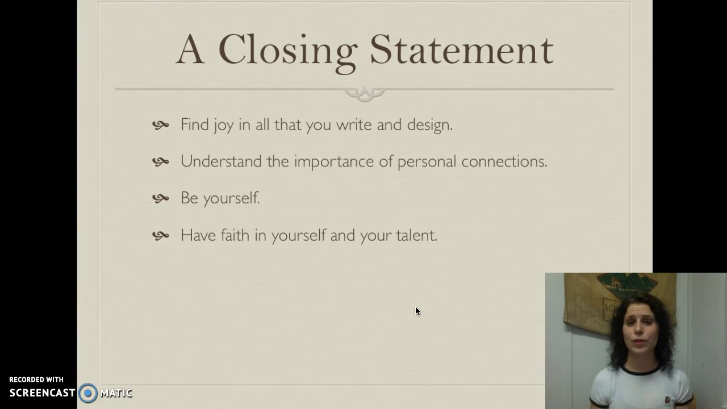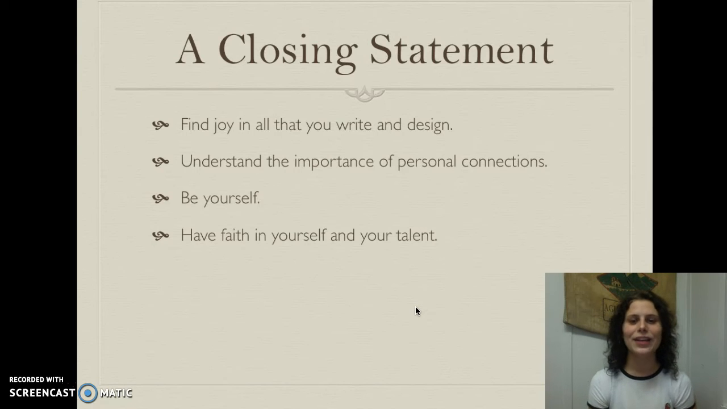Also, understand the importance of personal connections. Get to know the people that you care about and the people that you care what they think of your work. Understand what they need from you, and understand that they're people as well. Thirdly, be yourself. It doesn't matter where you are, what you're doing. Always be yourself and be 100% undeniably honest with other people about who you are. It'll make it easier for everyone else.